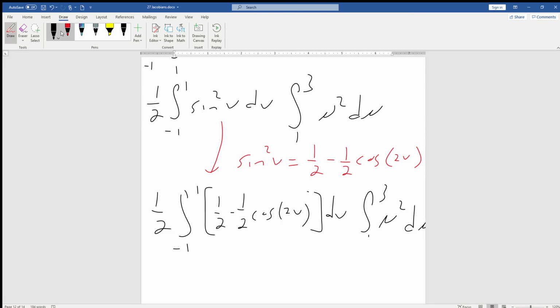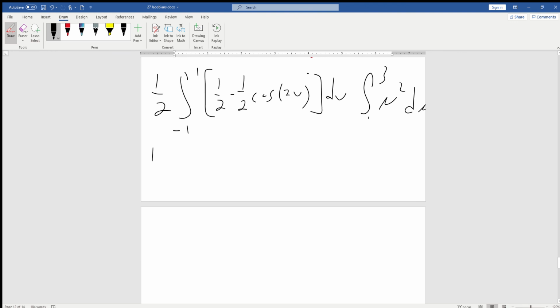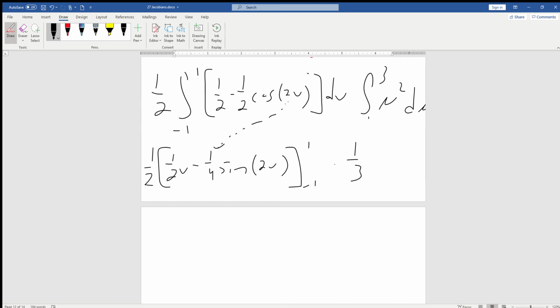At this point we have very rudimentary integrals to evaluate, so let's get to it. Now we have 1/2 times the quantity 1/2 v minus 1/4 sine 2v. Don't forget, you have to use the reverse of the chain rule when integrating this, dividing by that extra 2 from the 2v. That goes from negative 1 to 1. And then a very simplistic integral, 1/3 of u cubed from 1 to 3.